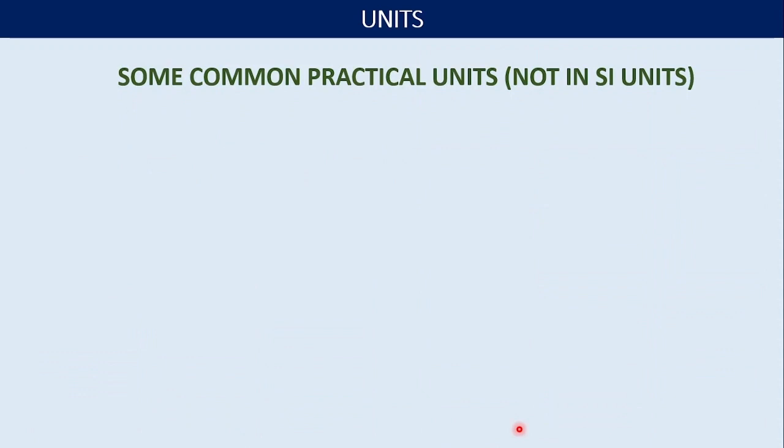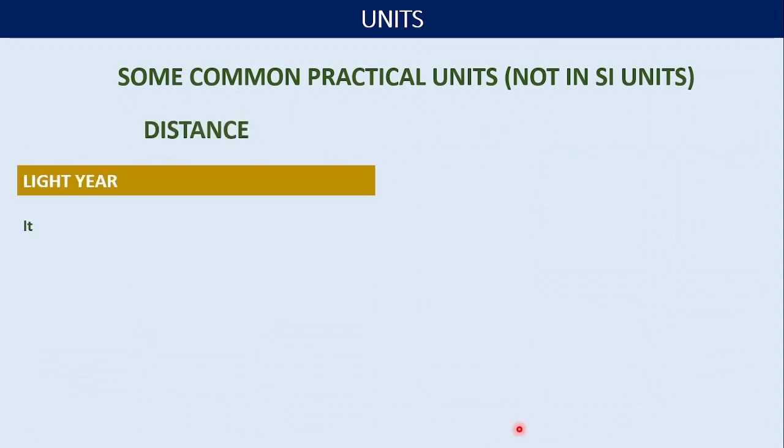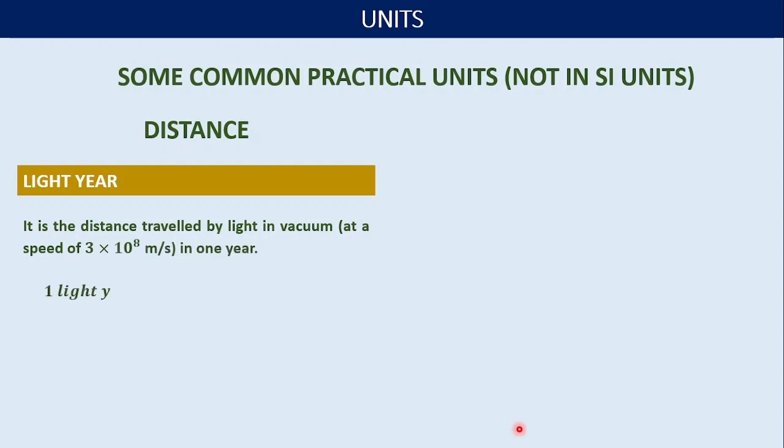Some common practical units not in SI units. Distance. Light year. It is the distance travelled by light in vacuum, that is at a speed of 3 into 10 power 8 meter per second in 1 year. 1 light year equals 3 into 10 power 8 meter per second, this is the velocity, multiplied by the time. Time has to be written in second for 1 year.